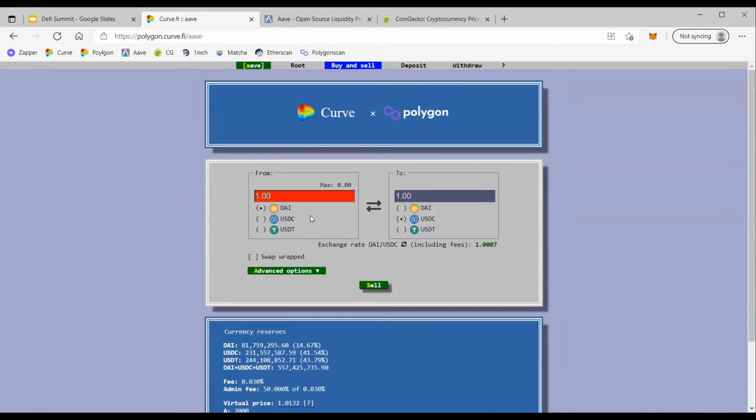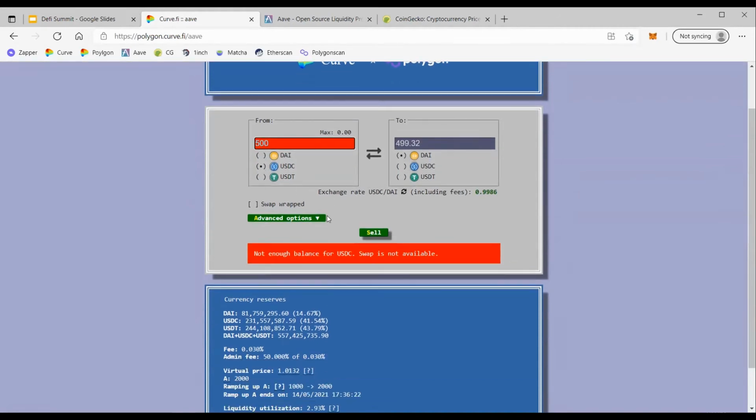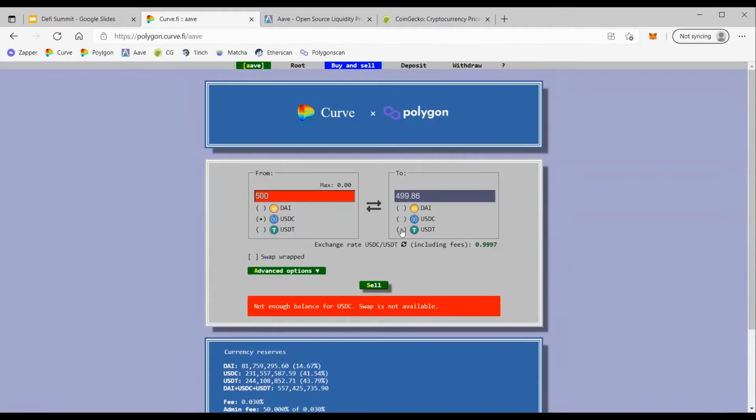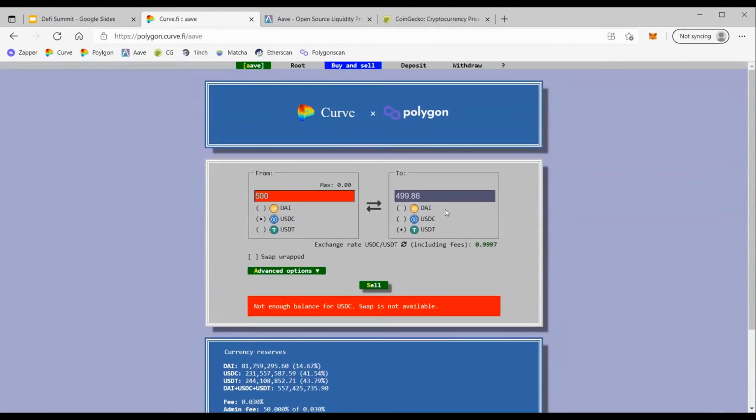As a user, if you wanted to swap one coin to the other, you can choose, for example, USDT. You can put in like 500 USDC, and if you do USDT, it'll give you 499.86 after that. And this is basically an exchange, but it's all decentralized.